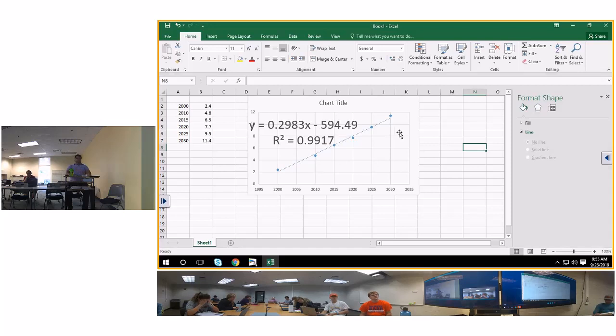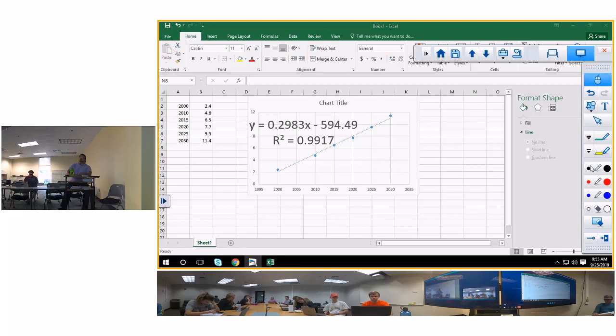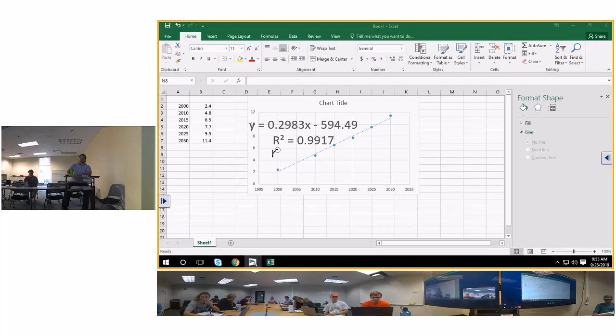Take the square root. That's right, class. Take the square root of 0.9917, and that would be R. R is what you call the correlation coefficient, so you can impress your friends at the bar. Somebody give me the correlation coefficient. What is the square root of 0.9917?